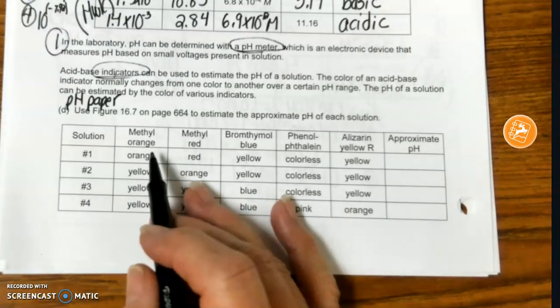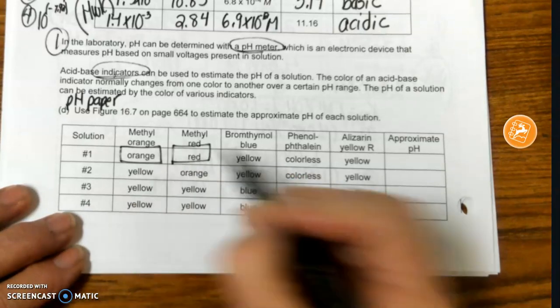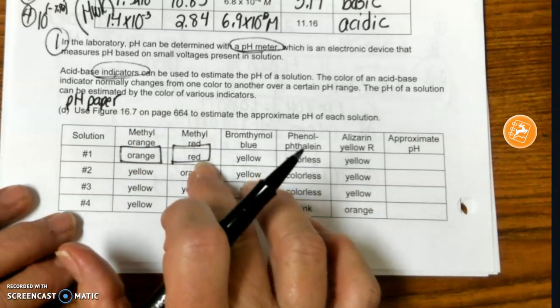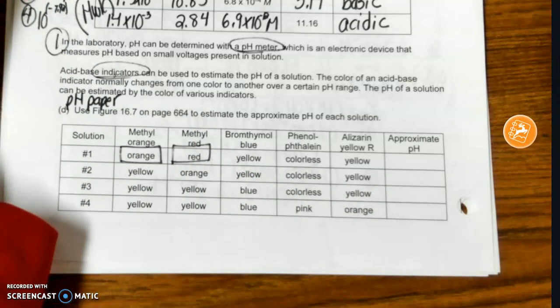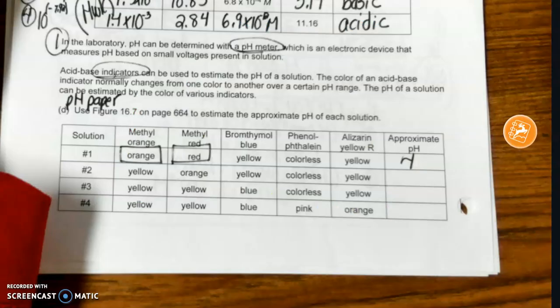The first one I'm going to do is number 1. It turns orange and red. All right. So with methyl orange, it turns orange, and with methyl red, it turns red. So if I look at this, with methyl orange, it turns orange, right here. And with methyl red, it turns red. So it's kind of right in here. I would call that about a 4.